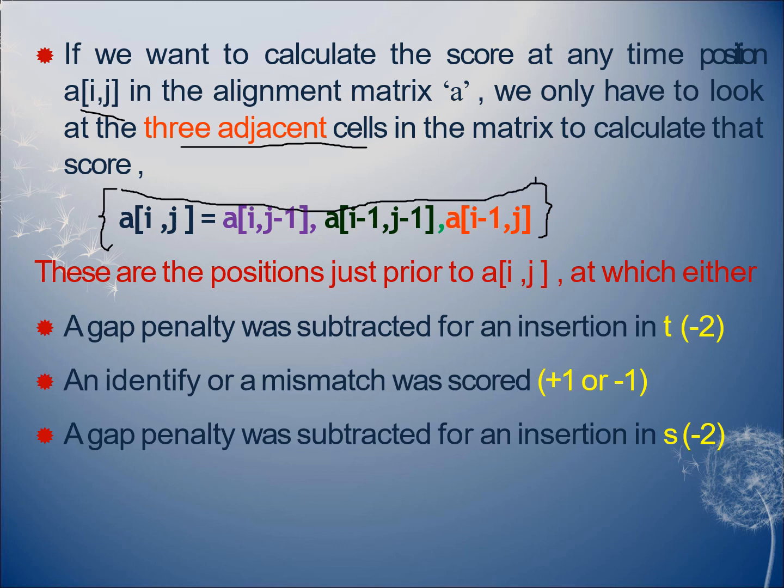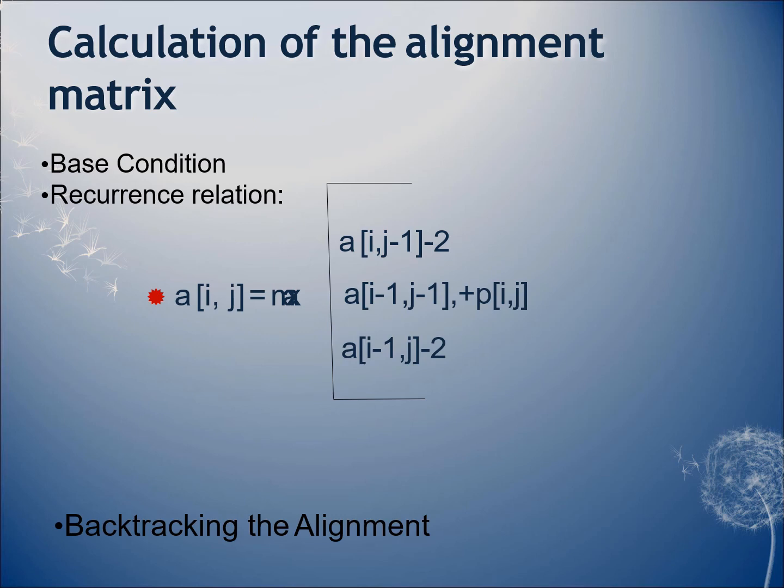So it is represented like this. A(i,j), like A(i-1,j), A(i-1,j-1), A(i,j-1). These are the positions just prior to A(i,j) at which either a gap penalty is -2 and a mismatch is +1, or a gap penalty was subtracted. The last point is not of much importance, so you can just leave it. Otherwise these two points are pretty much similar, as I've said. This is what you have to remember when talking about global alignment.